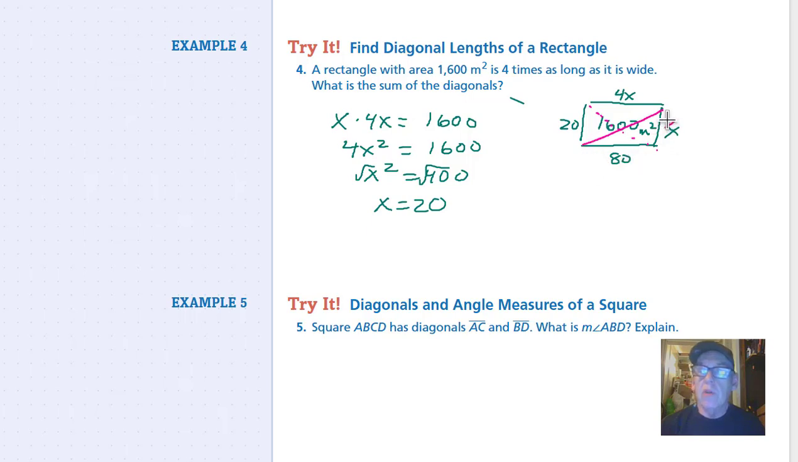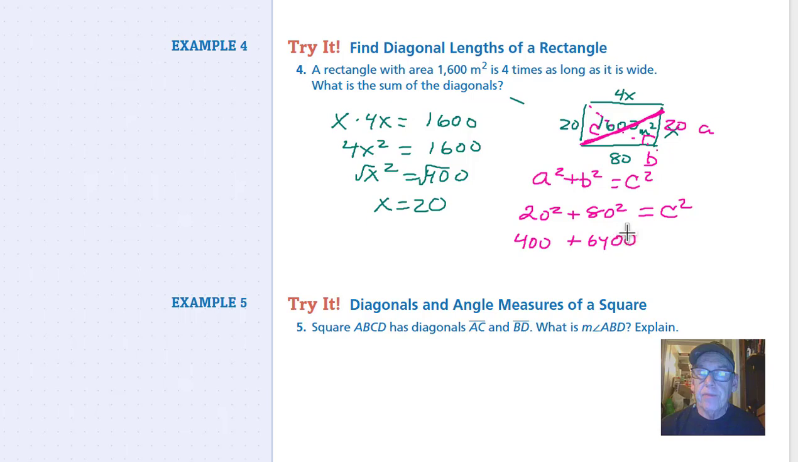And if we notice what we have here is we have a right triangle because it's a rectangle with a right angle. One leg is 20, the other leg is 80. The length of the diagonal is actually the hypotenuse. So this is a Pythagorean theorem problem. A squared plus b squared is c squared. We can let a be the 20, b be the 80, and c be the length of the diagonal that we're trying to find. So a squared, 20 squared, plus b squared, which is 80 squared, is equal to c squared. 20 squared is 400. 80 squared is 6,400. That gives us 6,800.